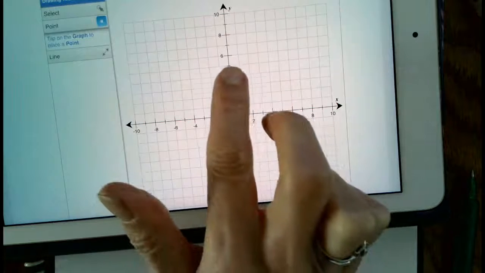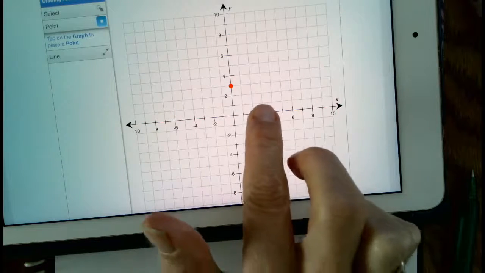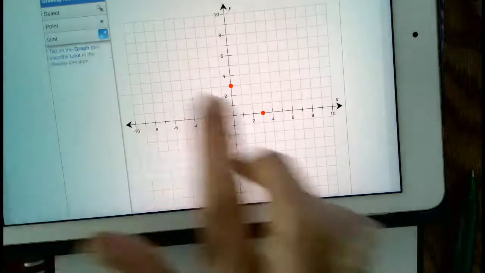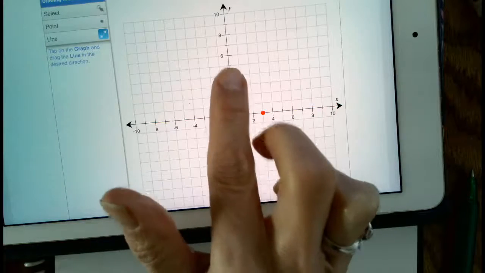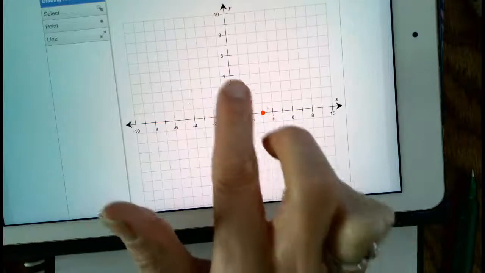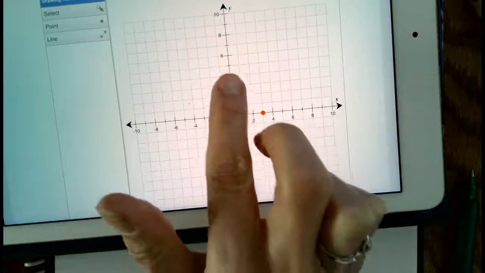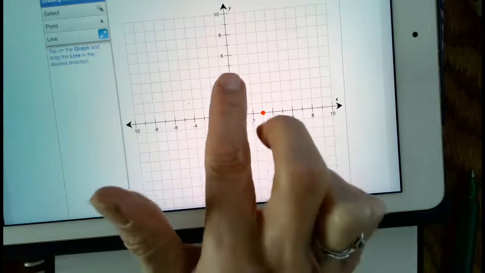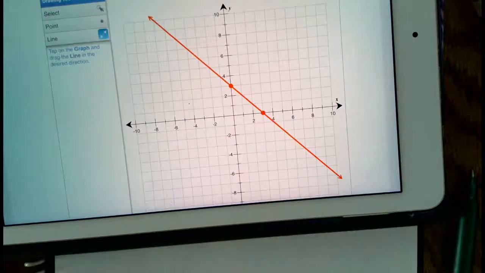So we've got b is 3. I think our x-intercept is positive 3. And then I'll try one more time to hit the line. Otherwise, it's easier to do this with the computer. I think I got it that time. There we go.